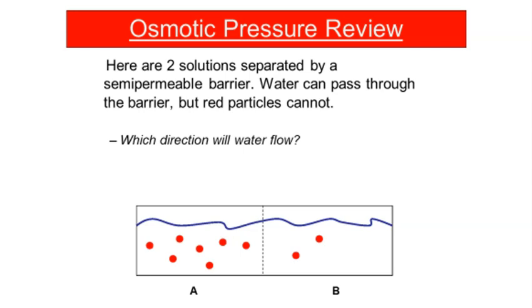And we see that it should diffuse from compartment B to compartment A, because water will diffuse from areas where water is in high concentration, that is, water is in high concentration in compartment B. It will diffuse to areas of lower concentration, which in this example is compartment A, because compartment A has more albumin in it.